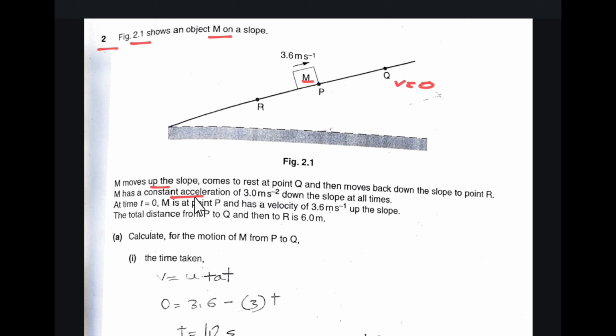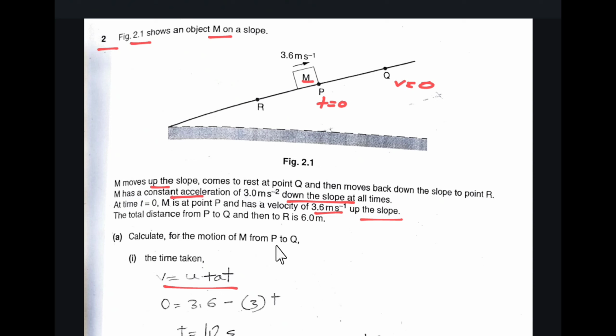So whenever we have to use the equations such as v is equal to u plus at or s is equal to ut plus half at square, we have to assume or be given that the acceleration is constant, that is 3 meter per second square down the slope. Then at time t is equal to 0, M is at point P, so it starts from point P at time t is equal to 0, with a velocity of 3.6 meter per second up the slope. The total distance from P to Q and then to R is 6 meter.